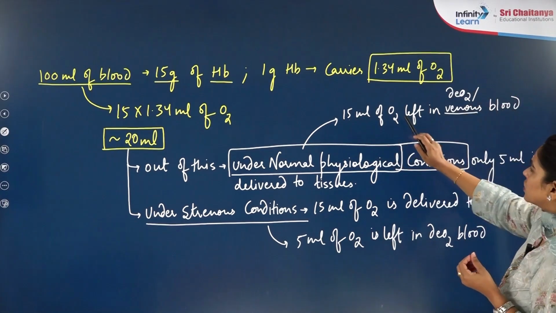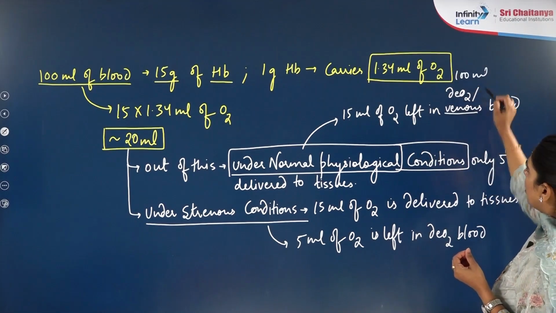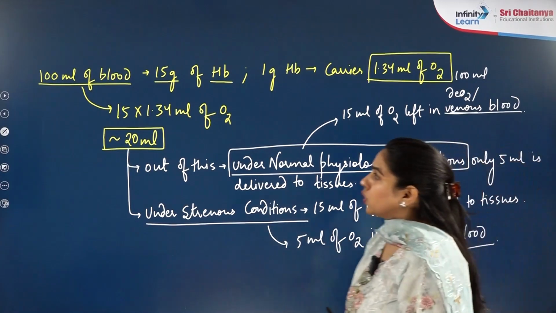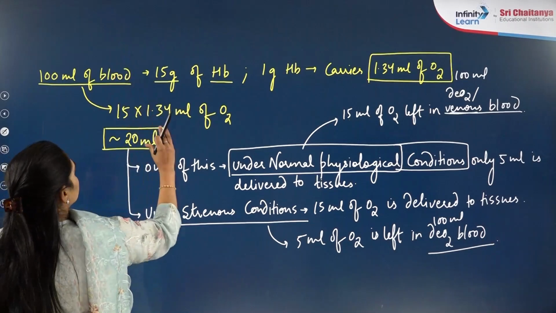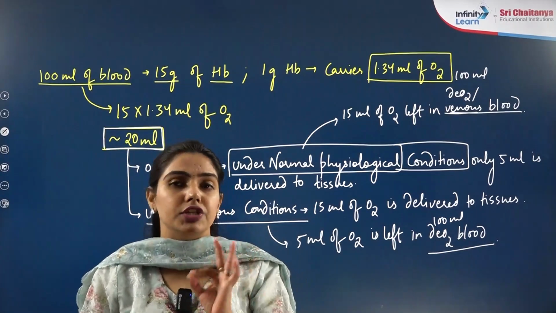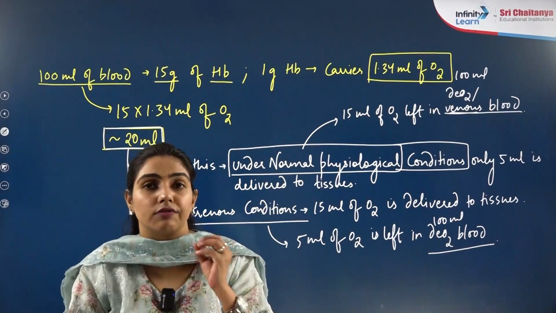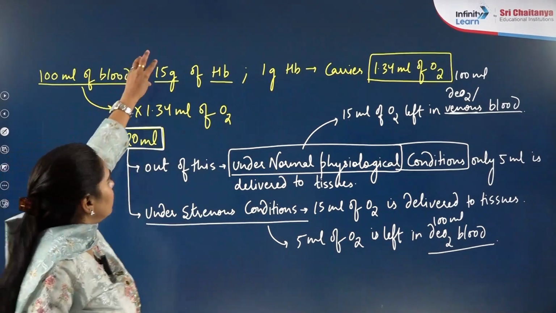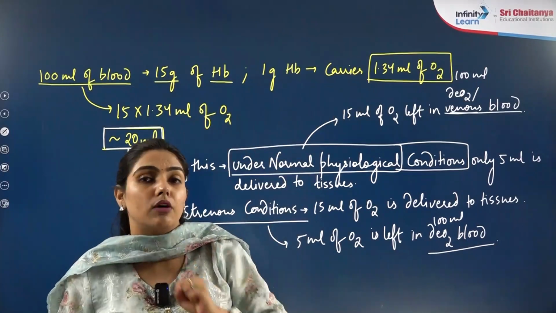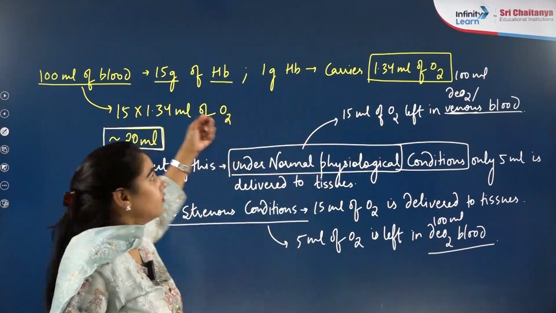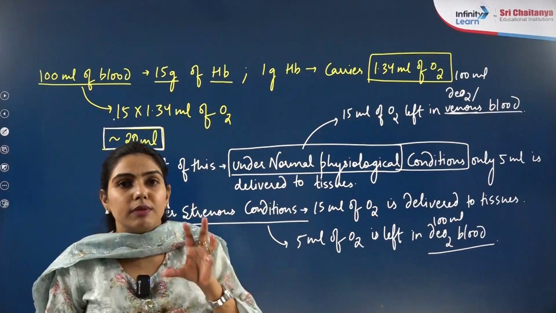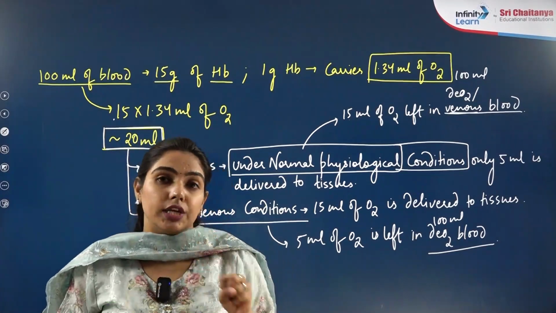15 ml of oxygen is left in 100 ml of deoxygenated blood. So 100 ml of oxygenated blood has 20 ml of oxygen. Why? Because 100 ml of blood has 15 gram hemoglobin and 1 gram hemoglobin can carry 1.34 ml of oxygen. So if you calculate for 100 ml with 15 gram, it will become 20 ml. This much oxygen is present in the oxygenated blood.